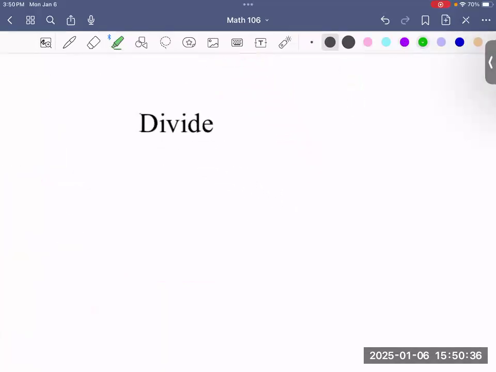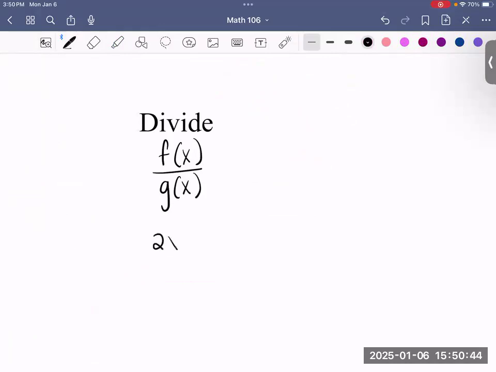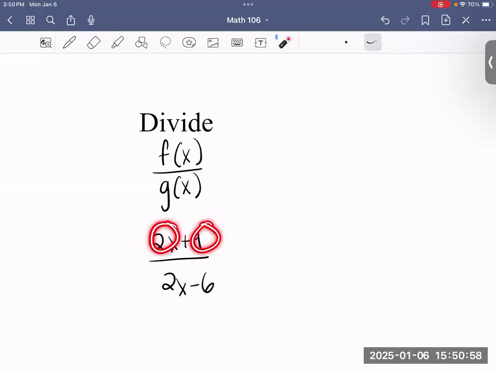Let's go ahead and divide. We have f of x divided by g of x. So we have 2x plus 4 over 2x minus 6. Now our 2x's are not going to cancel each other out. They need to be the exact same when they are binomials. A binomial is when there are two terms. A trinomial is when there are three. And then you could say polynomial for more than that if needed.